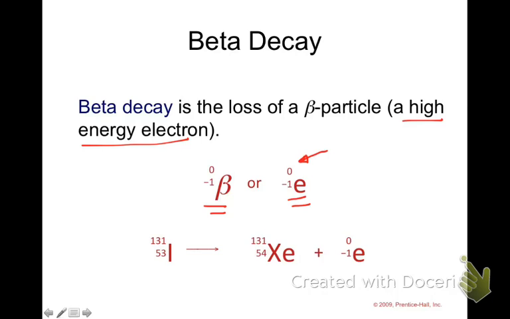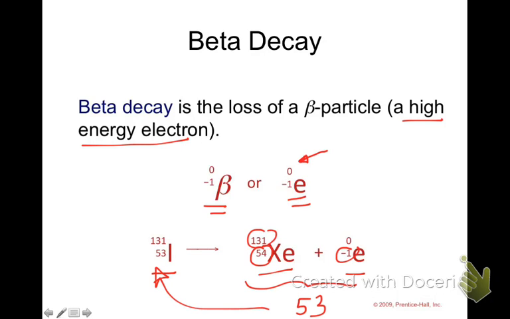Okay. So for example, if I have the decay of iodine through beta decay, I form xenon and an electron. Again, look at the numbers. 54 and a negative 1 gives me 53, which is equal to that. And then 131 and 0 is again equal to that.